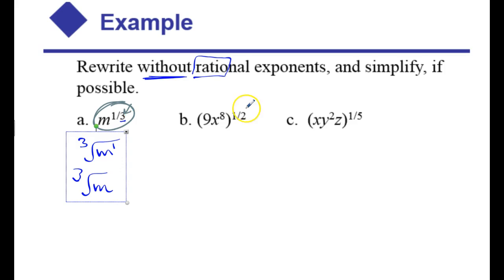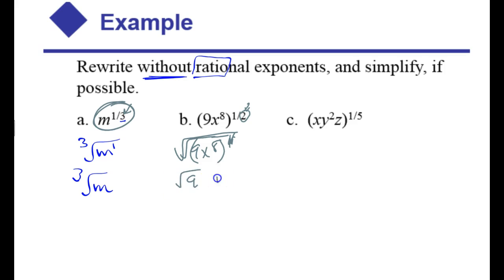So here this says the square root of 9x to the 8th, and then it's all raised to the first power. So this is the root, and so I'll write that as the square root. And being raised to the first doesn't mean anything. So that's really the square root of 9 and the square root of x to the 8th, which is really just 3x to the 4th.